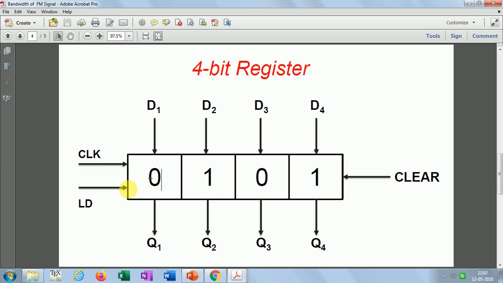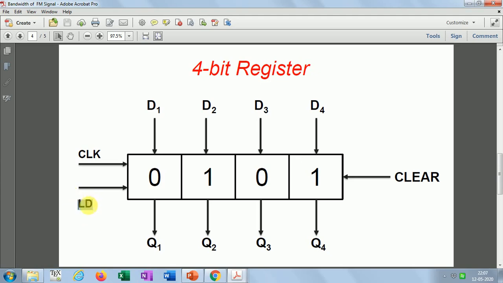Okay, so we need another input. We will control the bits, the data storage in the register. So how can we control that? We can control it by using one other input, which is called the load input. This is also an active high input.